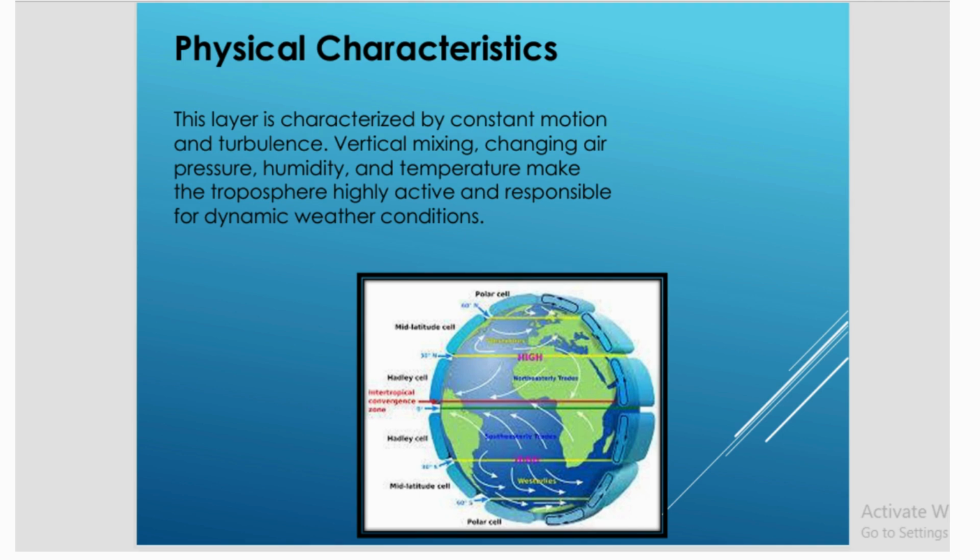So, what are the physical characteristics of this layer? This layer is characterized by constant motion and turbulence. Vertical mixing, changing air pressure, humidity, and temperature make the troposphere highly active and responsible for dynamic weather conditions.